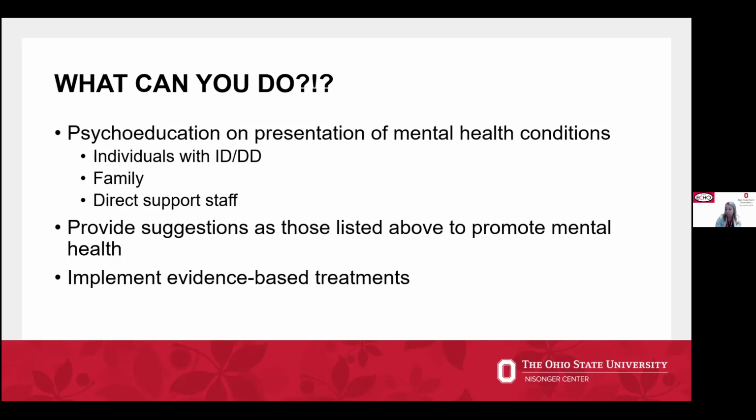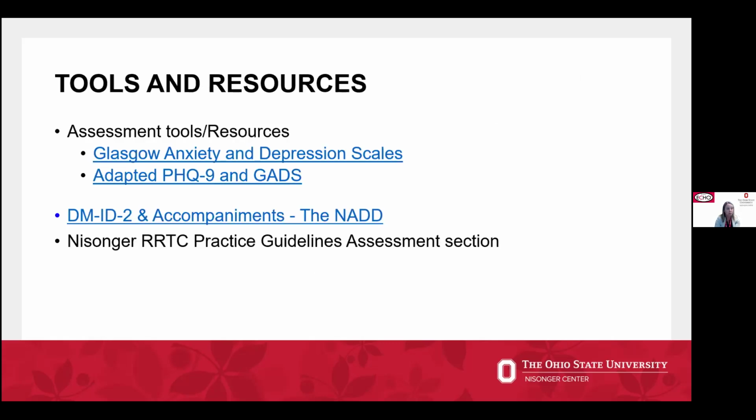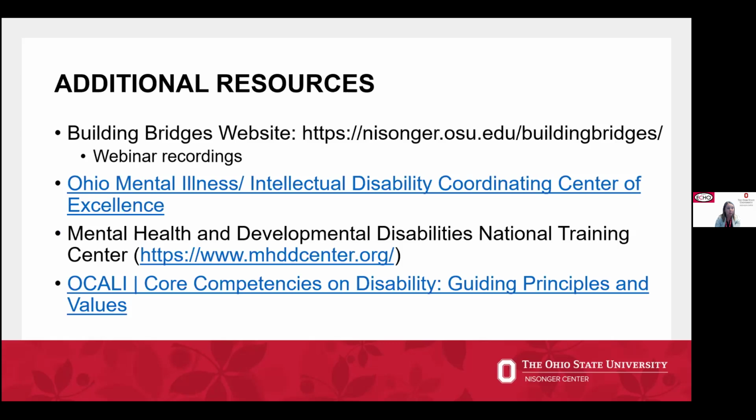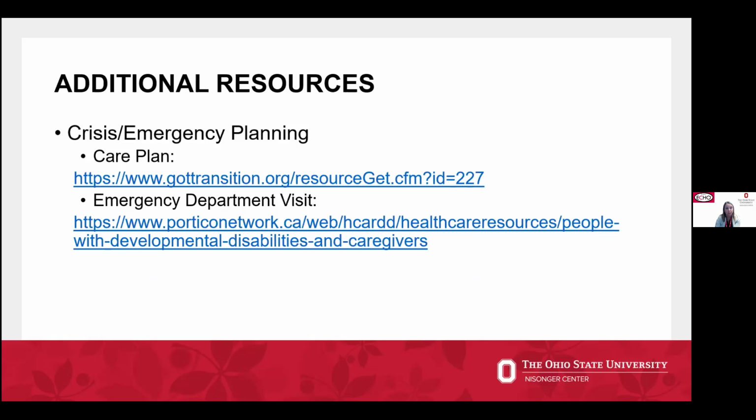And then here are some of those tools and supports that I talked about. So the Glasgow scales and anxiety and depression scales or rating scales. There's some great adapted ones out there. We have practice guidelines, a lot of other resources such as our website, other things where you can provide some of that, get some of that education for yourself and for others. If you want to do crisis planning, that's here as well.